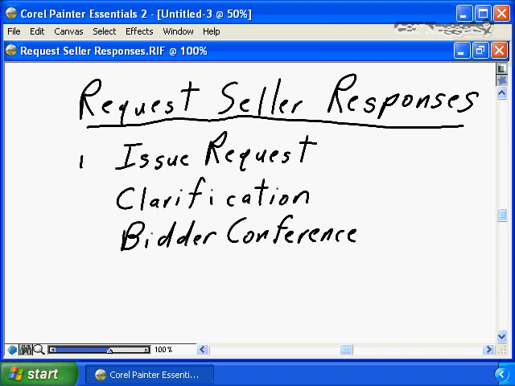The next step in the procurement process is to request seller responses. In other words, issue the request, issue the RFP. Let qualified vendors know that you need to purchase something on behalf of your project. Who are qualified vendors? How do you identify qualified vendors? That will vary depending on the nature and type of purchase you need to make.